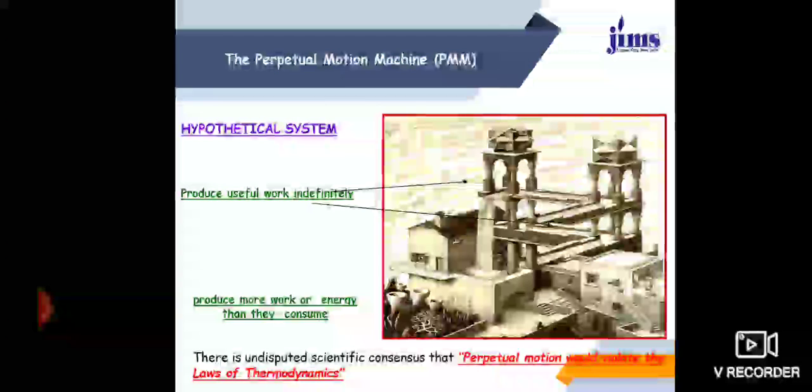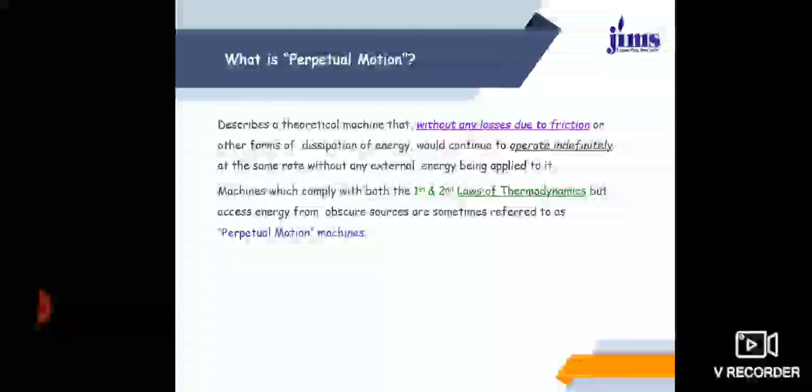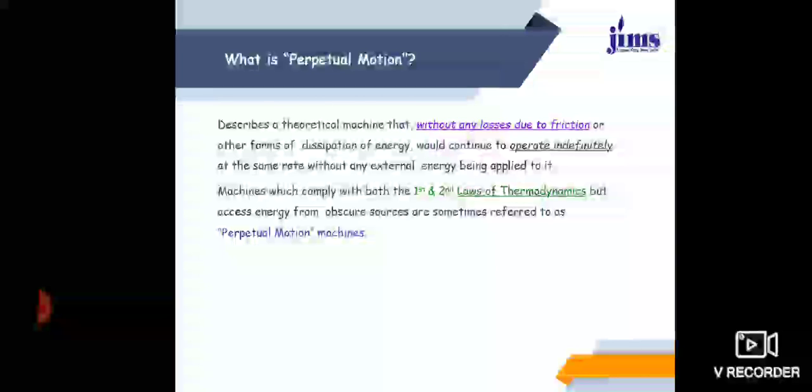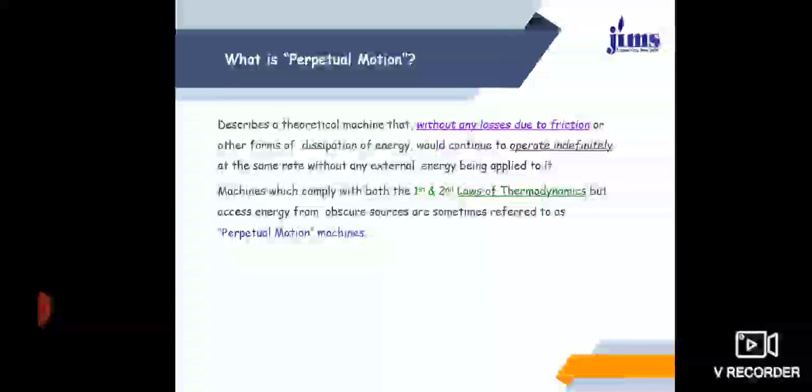Now what is PMM, perpetual motion machine? It is a hypothetical system that produces useful work indefinitely, producing more work or energy than it consumes. There is undisputed scientific consensus that a perpetual motion machine would violate the laws of thermodynamics, actually the first law of thermodynamics. What is perpetual motion? It is described as a theoretical machine that, without any loss due to friction or other forms of dissipation of energy, would continue to operate indefinitely at the same rate without any external energy being applied to it. We know that there is always friction, but it says without loss of friction and other forms of dissipation of energy. Machines which comply with both the first and second law of thermodynamics but harness energy from obscure sources are sometimes referred to as perpetual motion machines.